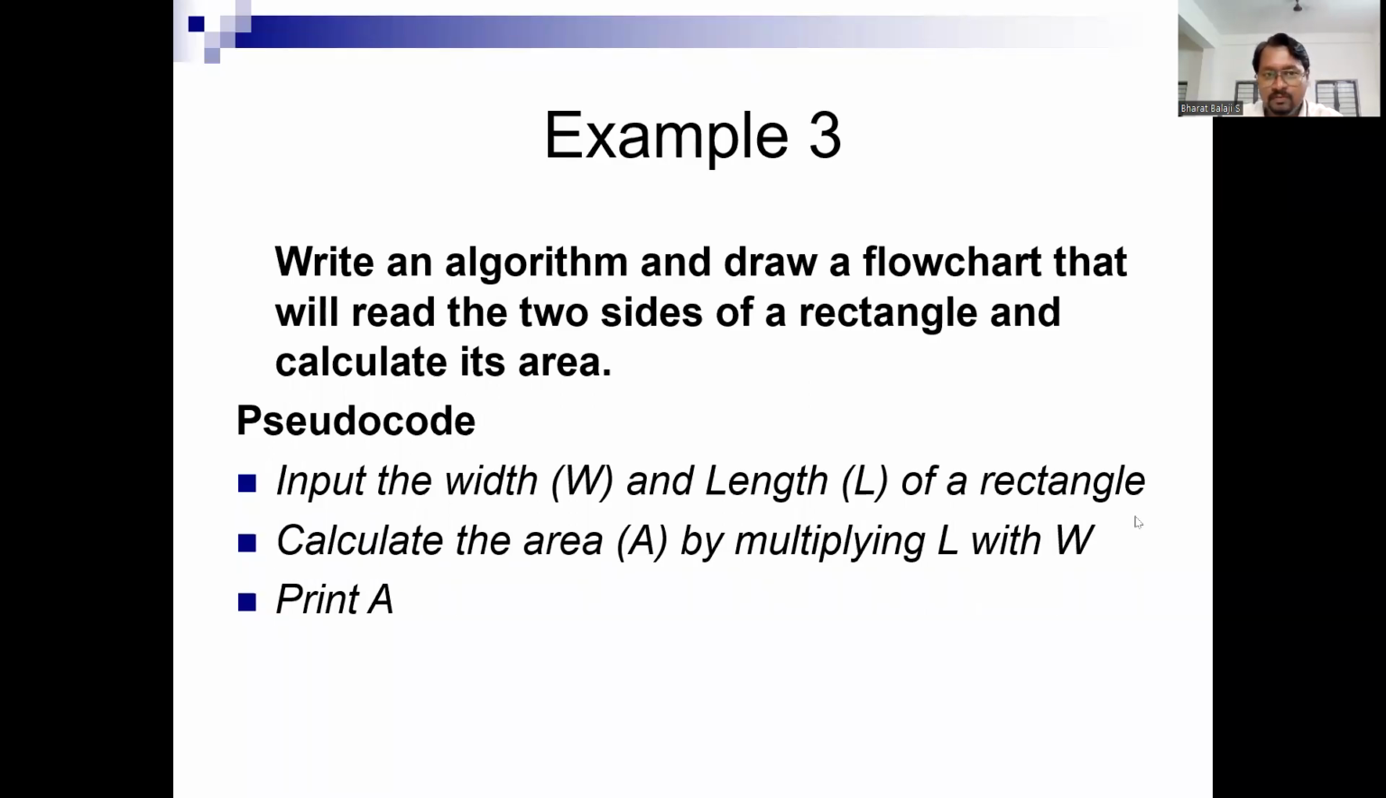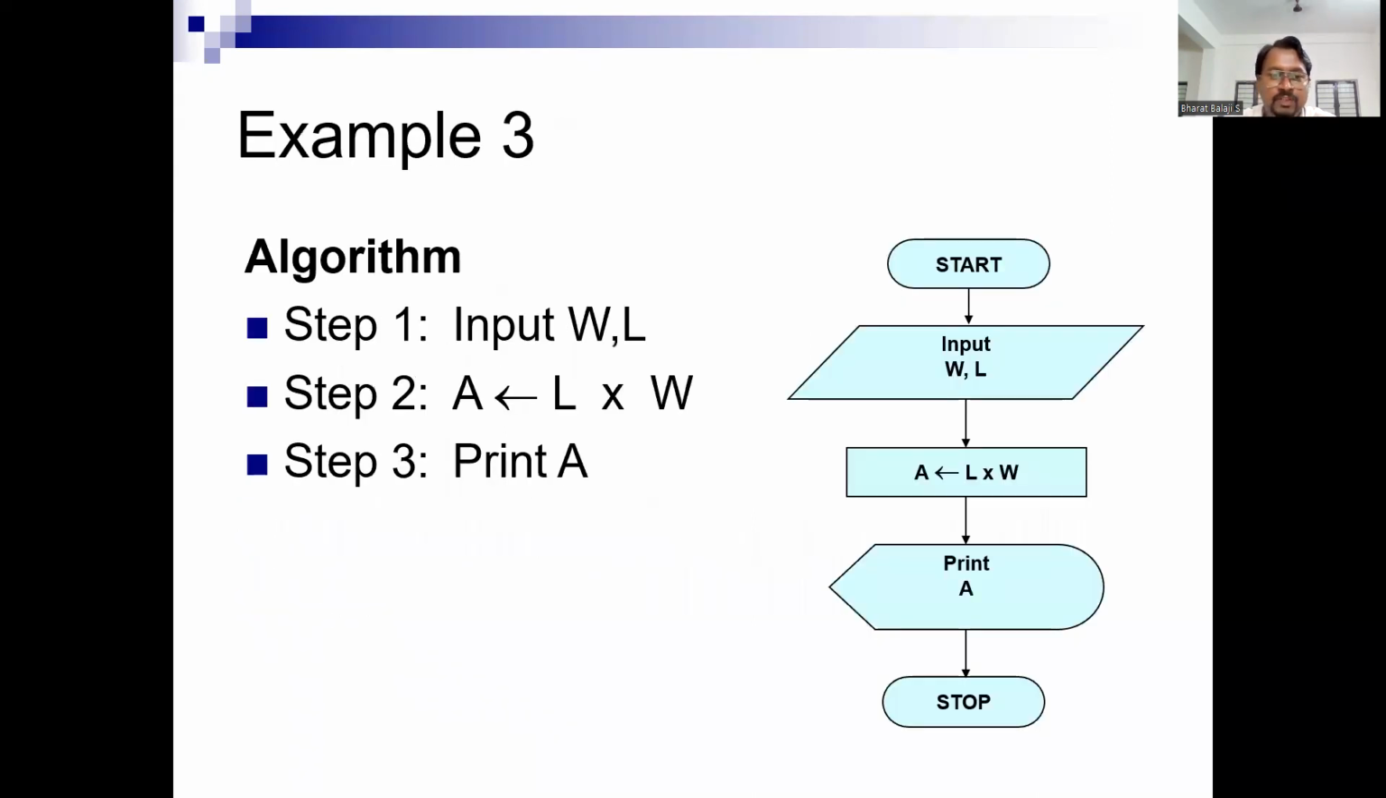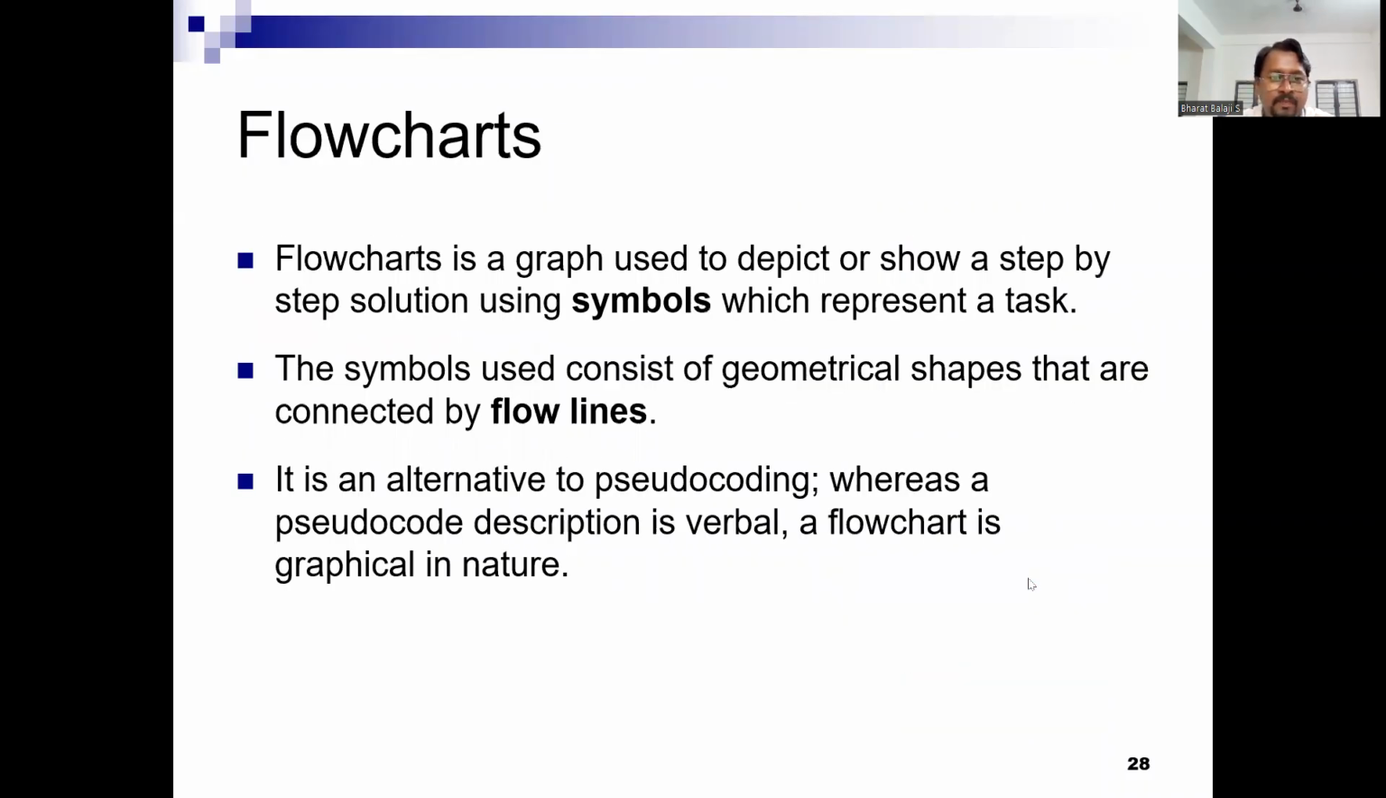The third example is to write an algorithm and draw the flowchart that will read two sides of the rectangle, length and width, and calculate its area. Here is the pseudocode: we take width and length, the area is equal to length multiplied by width, and we print the area. Here also, same thing, nothing new.